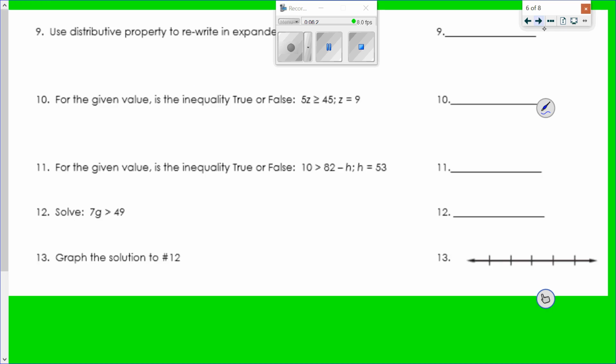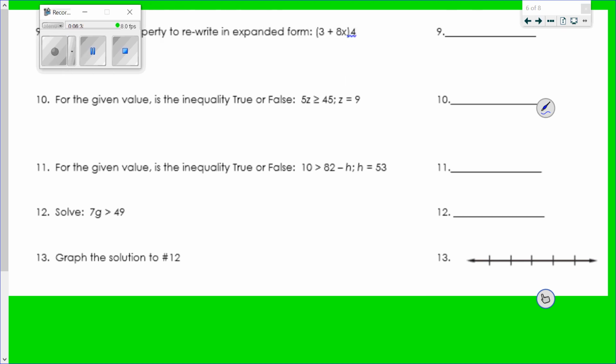This is still on the same page for you guys. So use distributive property. Oh, shoot, I might be in trouble. Miss Shan, you might have to move that for me so we don't lose our recording. There, I got it. Whew.